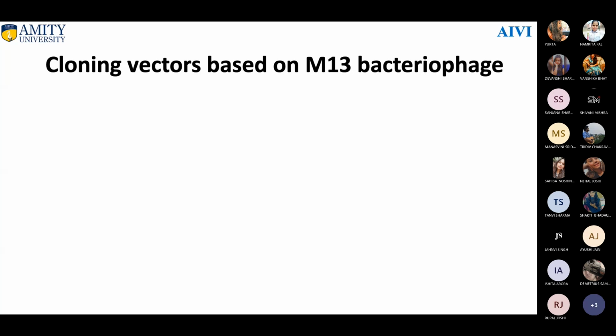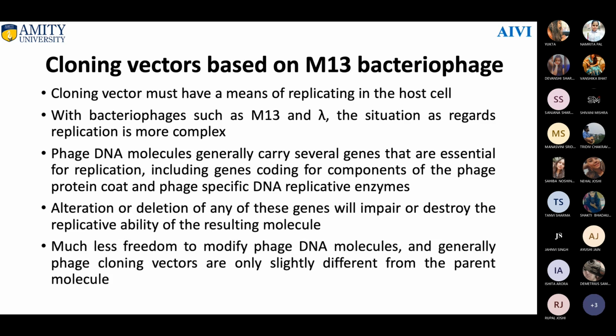That is based on the bacteriophages. Bacteriophages, as we mentioned, are the viruses of bacteria, so we can also use them. What properties do you desire in them? All the properties that we talked about in the case of plasmids should be there. First, it must be replicating, so definitely an origin of replication should be there. When you talk about M13 and lambda phages, replication is not as simple as in bacteria or plasmids, and several other essential enzymes are also required for its replication.